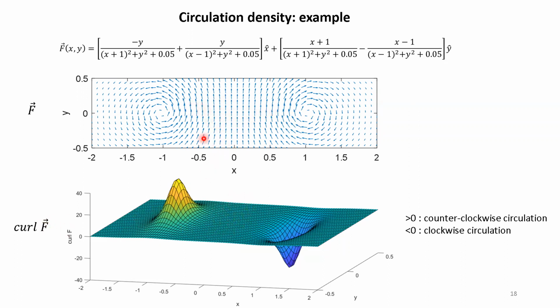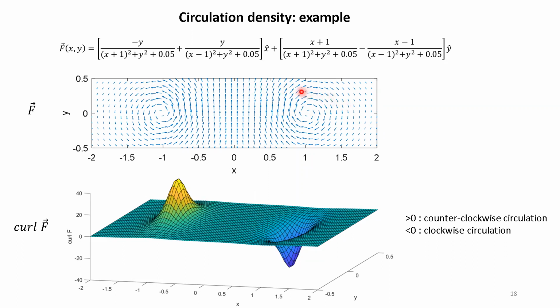However, if you are considering the region close to the vortex, then you are getting significant values for this curl of F. And you can see that for this vortex on the left, I get a positive value for curl of F, and for the other vortex, on the right, I got a negative value. And it indicates whether it goes anti-clockwise or clockwise.